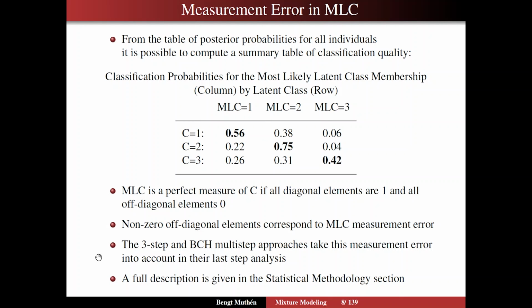The 3-step and BCH multi-step approaches take this measurement error into account in their last step analysis. We actually work through this example of the hypothetical 6 individuals in the statistical methodology section in detail. It's not complicated, it's just cumbersome. What you will see in the Mplus output is this table, which comes out in the middle of a sequence of 3 tables, which we'll refer to as we get into a data analysis.